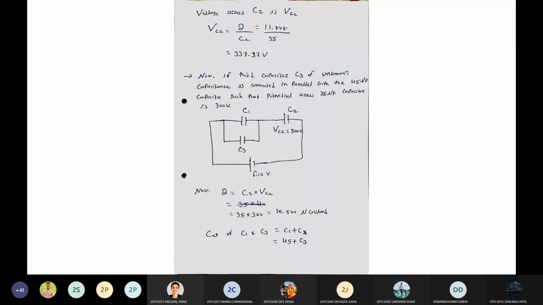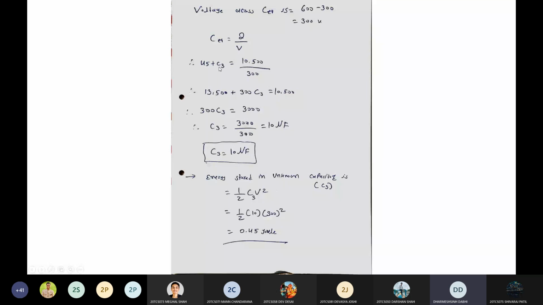So C equivalent is C1 plus C3. And C equivalent is what? Q divided by V. Yes or no? So you can see here, C equivalent is 45 plus C3, equal to Q by V. Q is 10,500 and V is 300. The voltage across this parallel combination is 300, and the charge is also the same, 10,500. So if you do the simplification, you get the answer C3 is equal to 10 microfarad.